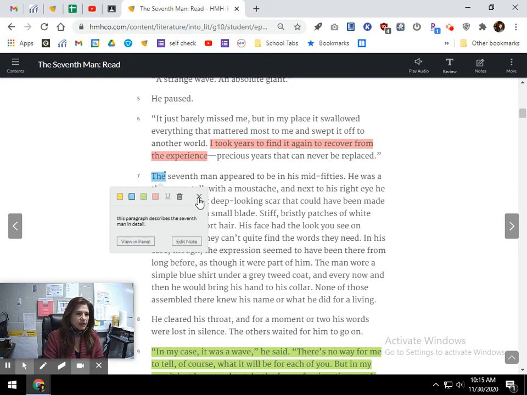In his mid-50s, he's wearing a blue shirt and a gray coat, like a jacket. He keeps touching his collar. Nobody knew him. He has short, grayish hair and a scar on his face. That might be significant later on.